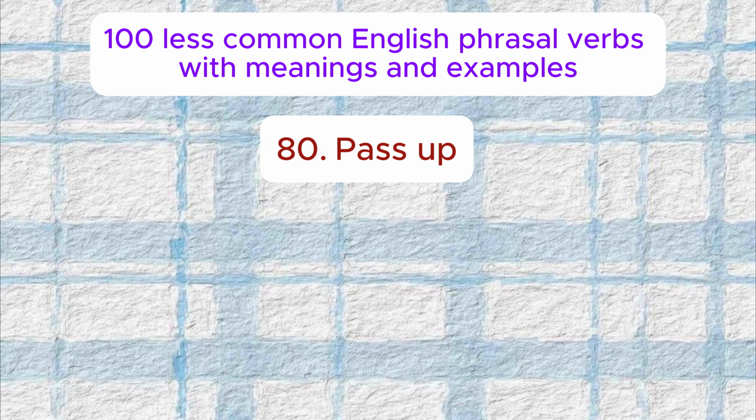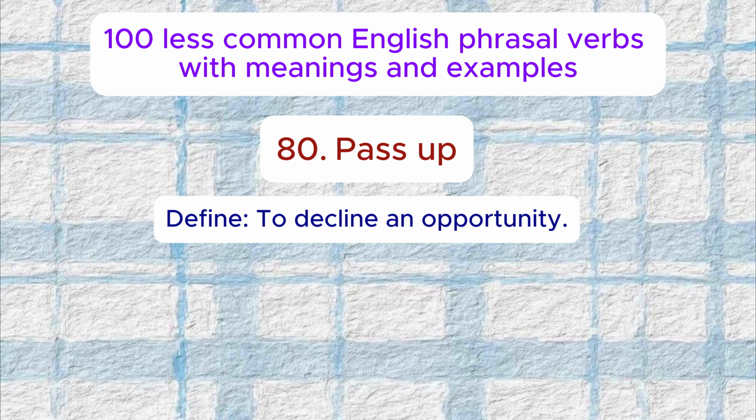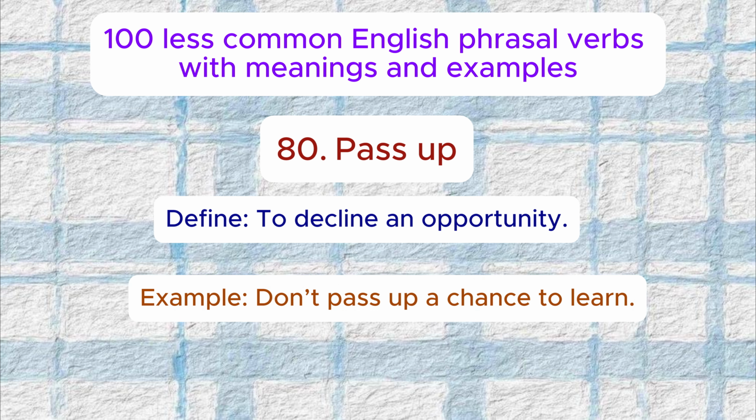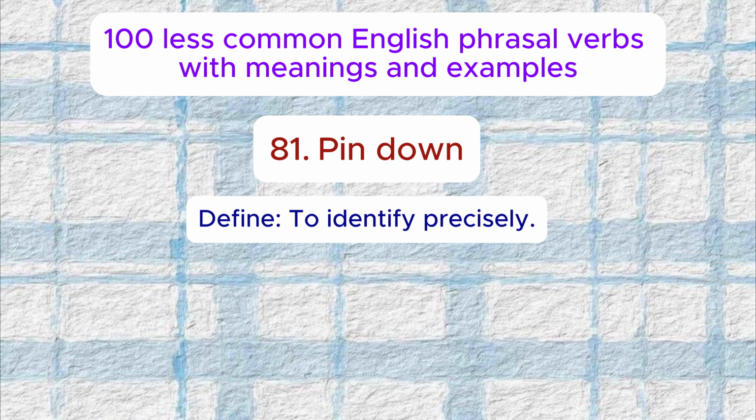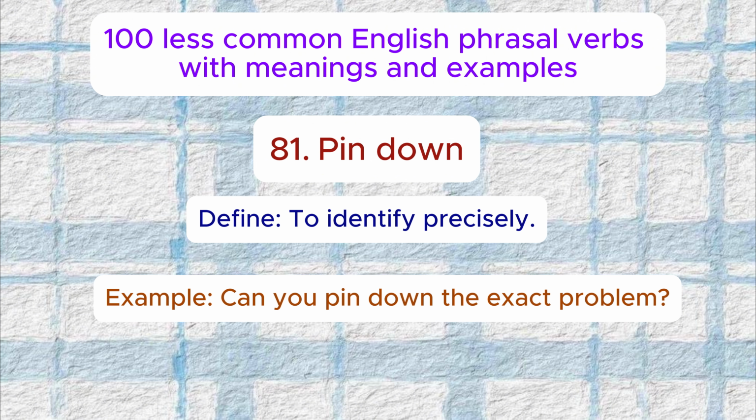80. Pass up. Define, to decline an opportunity. Example, don't pass up a chance to learn. 81. Pin down. Define, to identify precisely. Example, can you pin down the exact problem?